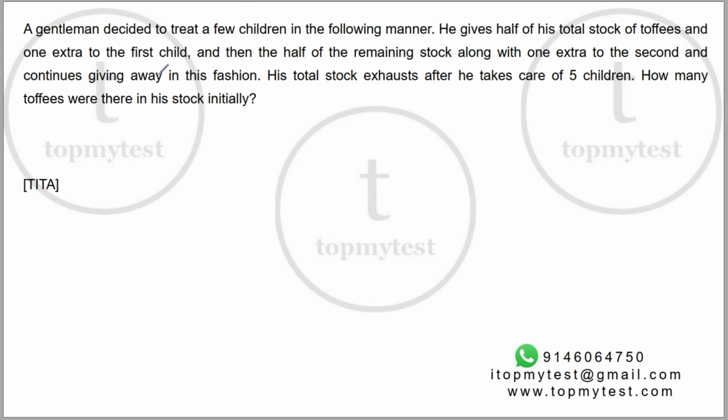Okay, so if he started with say n number of toffees, so the first child will get n by 2 plus 1, right? And once he gives to the first child, he'll be left with n by 2 minus 1. Now, this is again divided in the same manner and so on. So if you want to do it with a single equation, it is going to be a pretty large nested sort of a relationship.